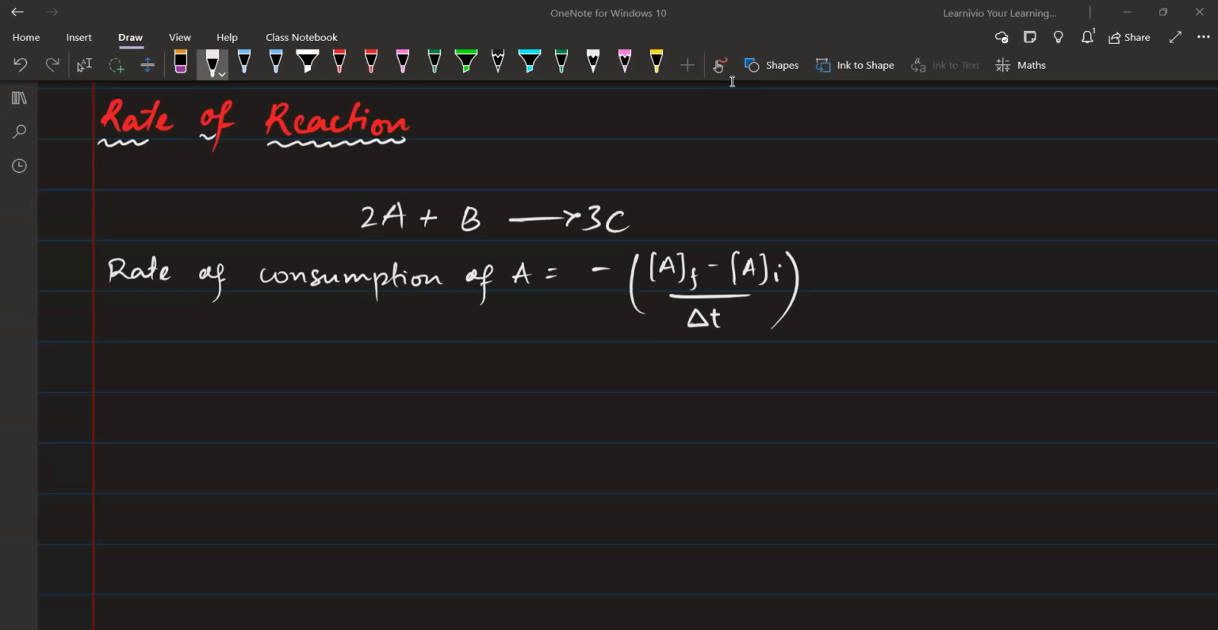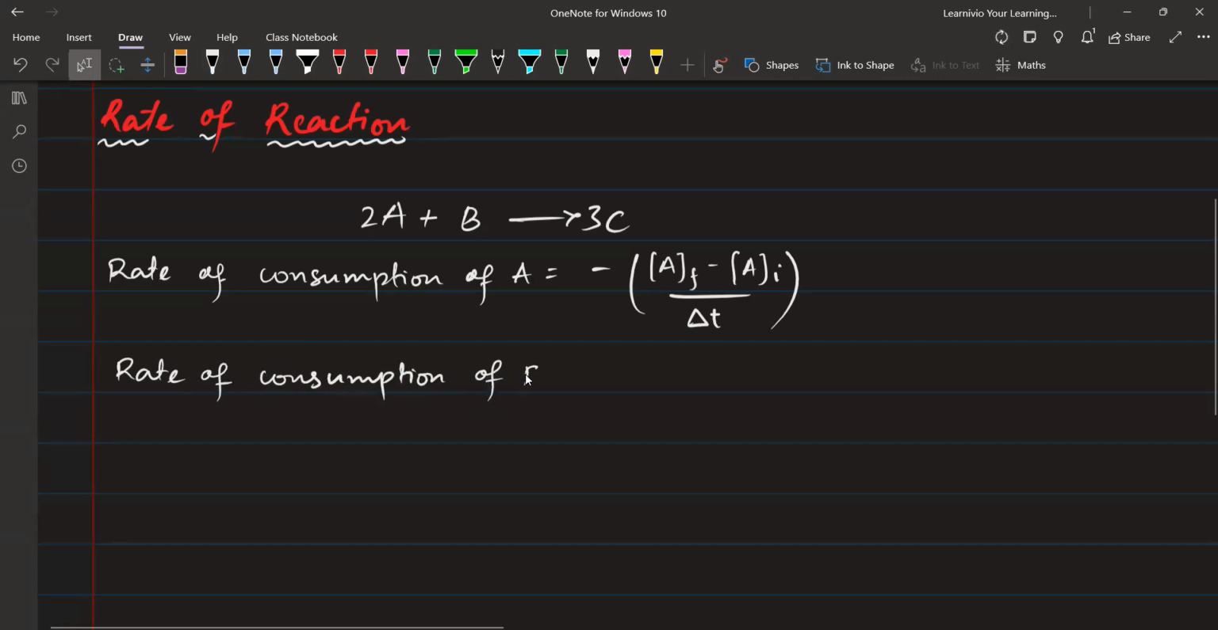The rate of consumption of A will be the same. Similarly, what can I write for the rate of consumption of B? This will be equal to minus del B upon del T. For B, what can I write? Minus, because it is again a reactant, so when it is reactant I will write a minus sign, del B by del T. Does it make sense?